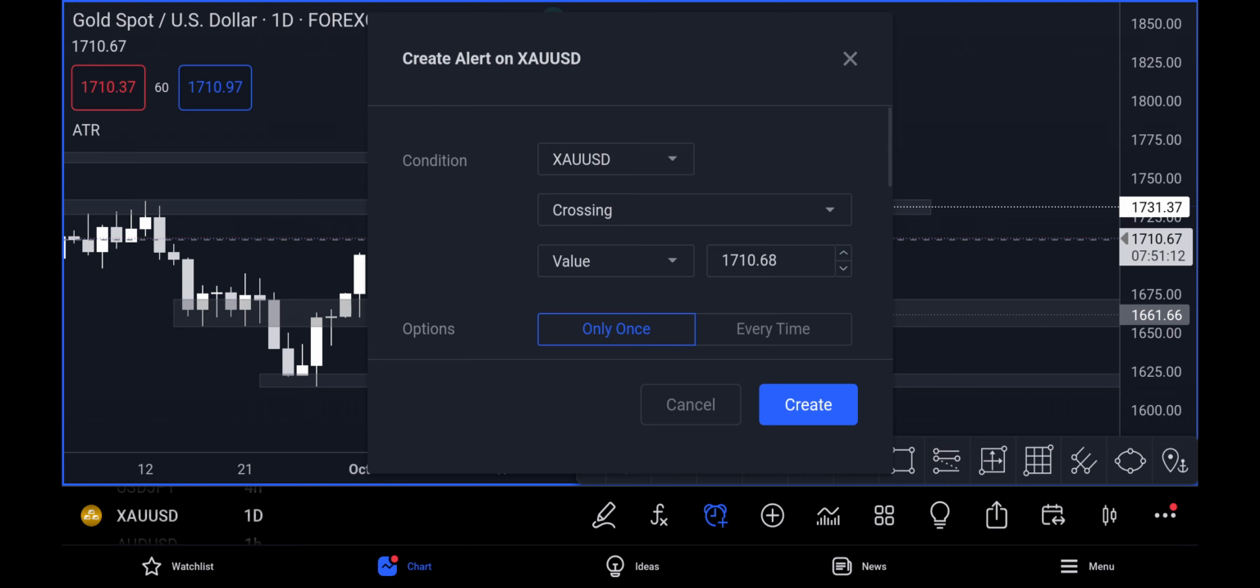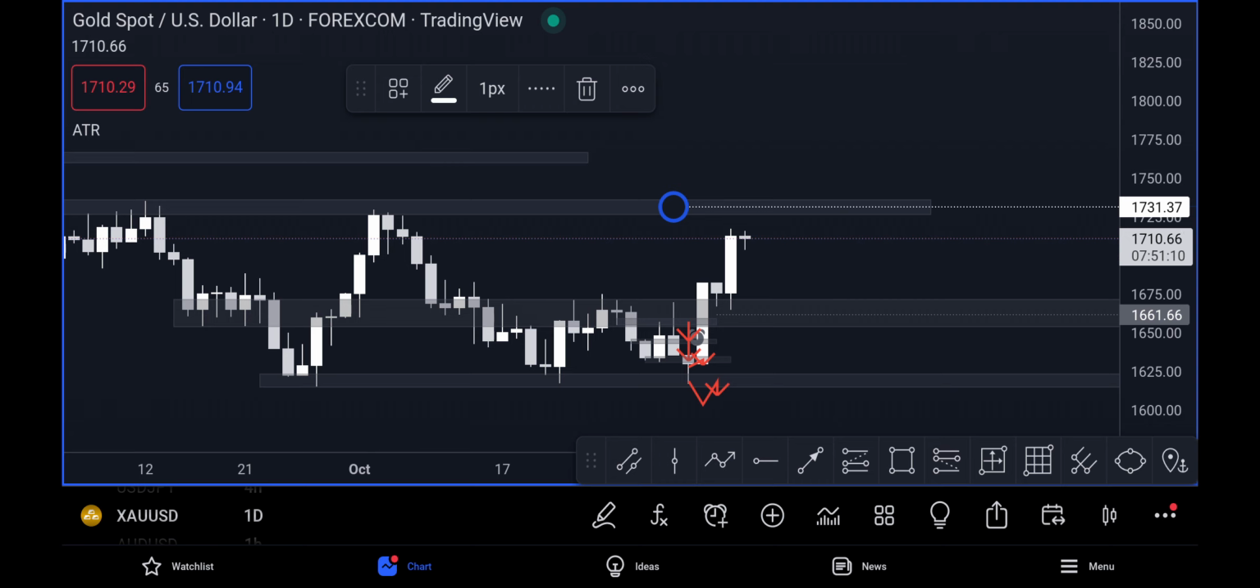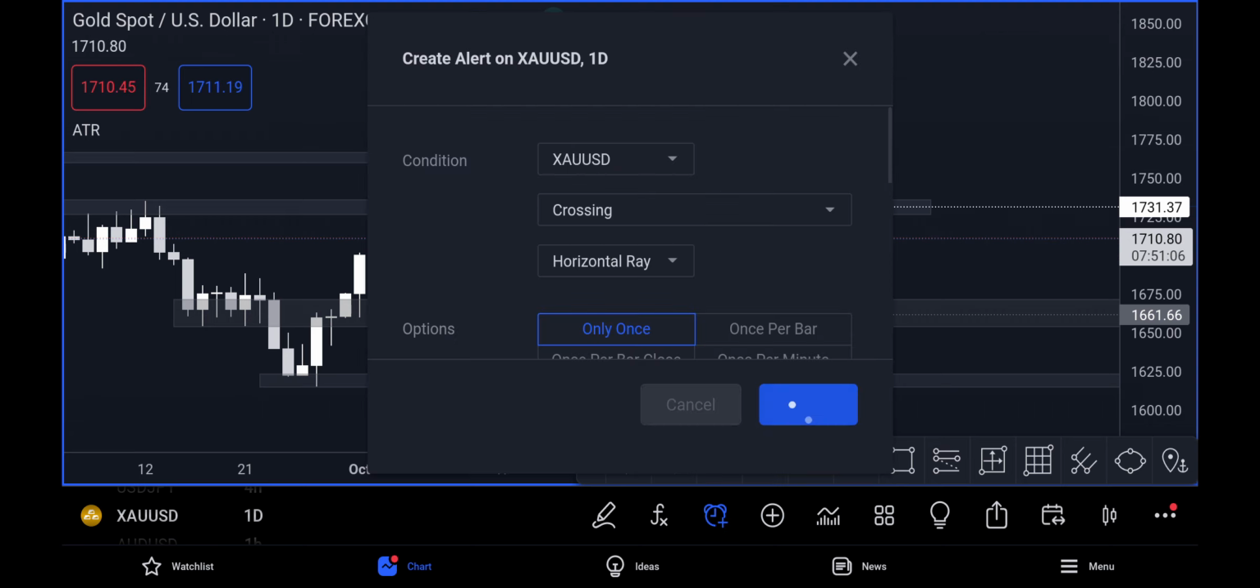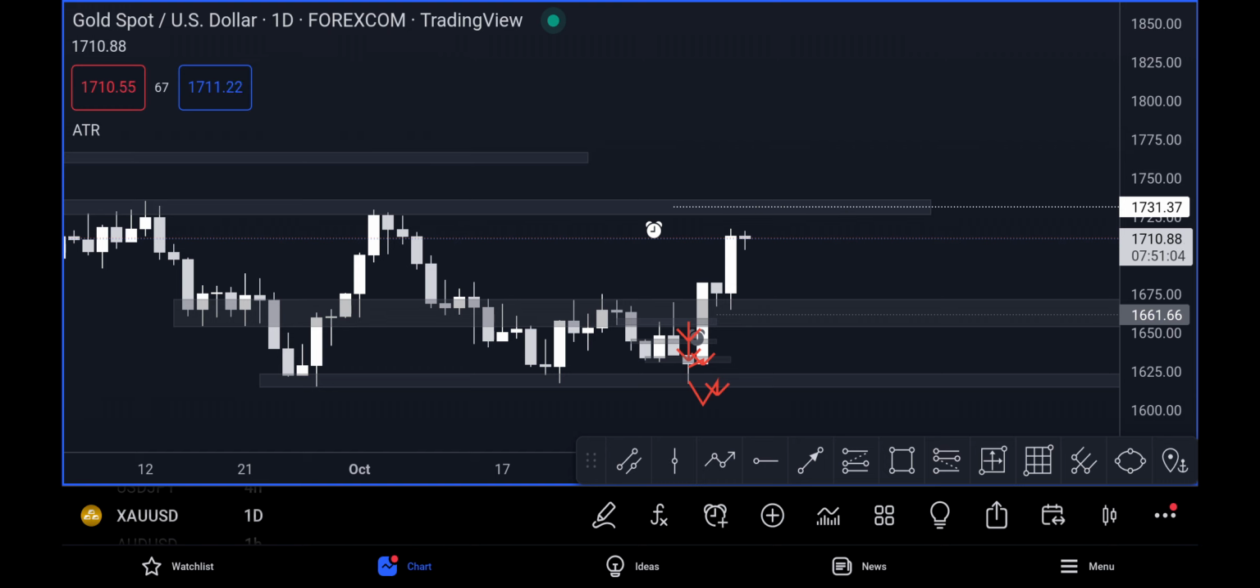Oh, no, that's the wrong alert. I need an alert on this. There we go, the ray. Create, there we go. Whew, my bad. Okay, I actually set a price alert, and of course, as soon as I set it where I was setting it, it triggered. So there we go. I'm waiting for that.